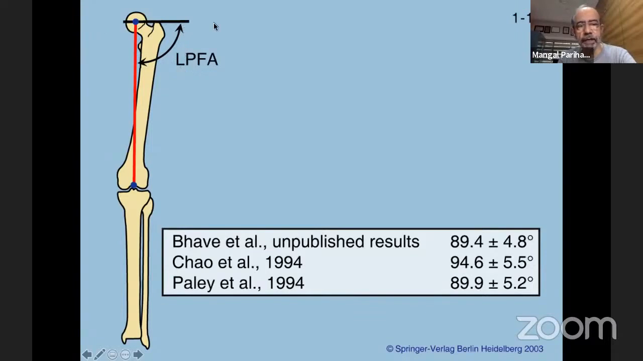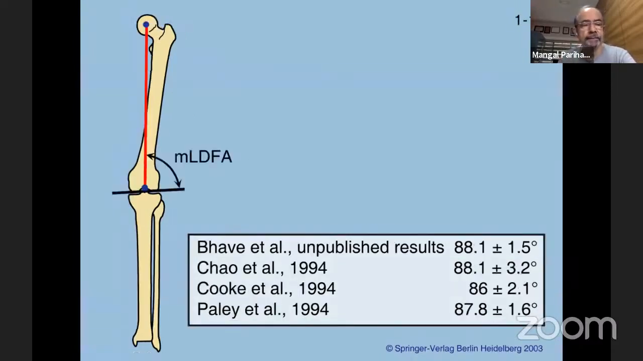So this is the orientation of the hip joint line, which is from the center of the head to the tip of the trochanter, in relation to the mechanical axis of the femur or the mechanical axis of the limb. So the LPFA normally is around 90 degrees.